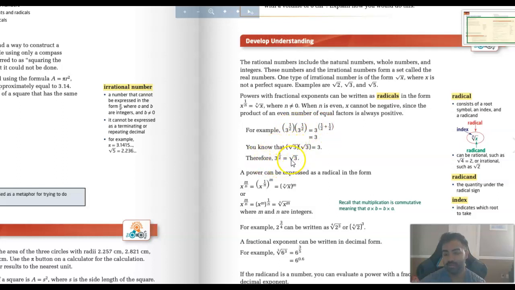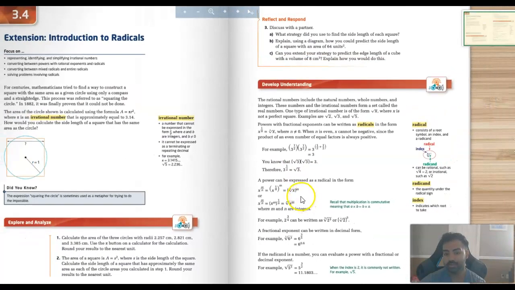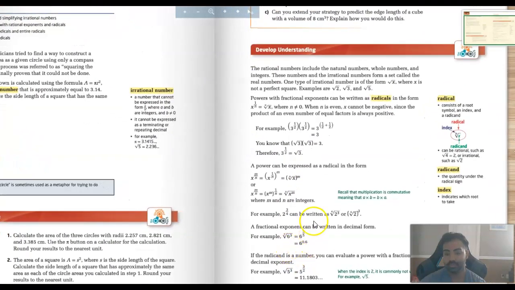Now you may be asking, okay, the 1 is not there because it's 1 by default. What about the 2 in the bottom? We swung it to the left as the index. So by default, if there's no number here, there's an invisible 2, right? And if there's no number on the right, it's an invisible 1. So this is just the square root of 3. Okay, we'll look at one more example at the bottom here.